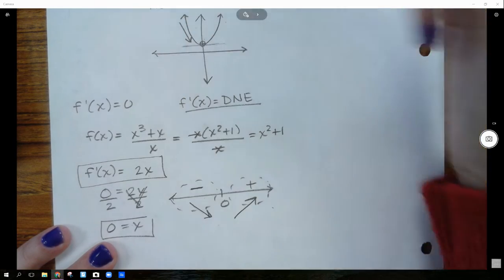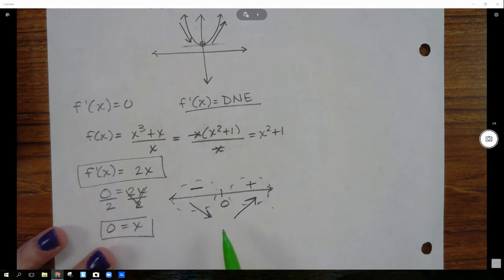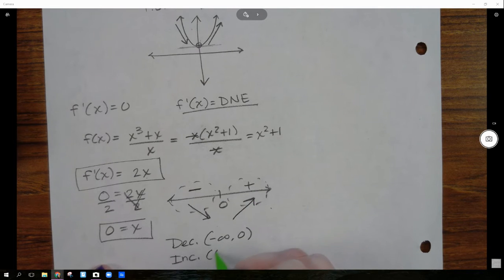Our slope here is negative. Our slope here is positive. So we should see those same results when we do a first derivative test. So we are decreasing from negative infinity to 0. We are increasing from 0 to positive infinity. And the second part of this was the x coordinates of the relative extrema.